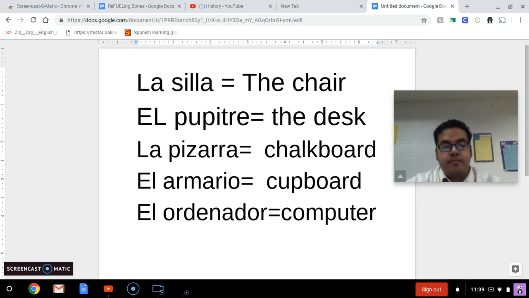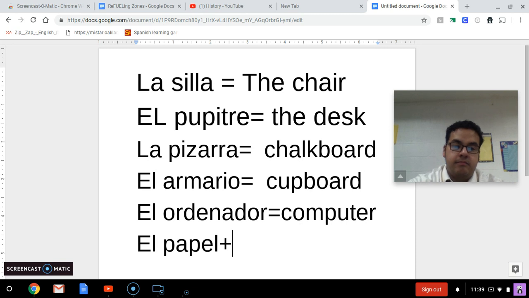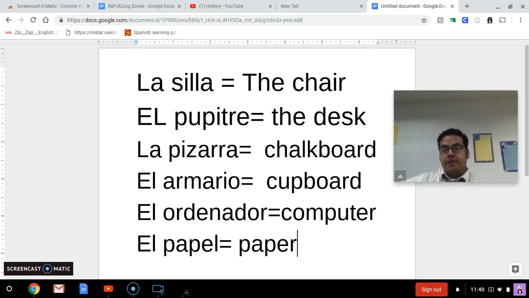Our next word, el papel. And again, here I'll be taking a break, the real me. And I'm going to randomly select somebody from Google Classroom, and I'm going to check to see if you have all these written down. El papel, as you guessed, is paper. See? It's the same except the last letter. The paper.